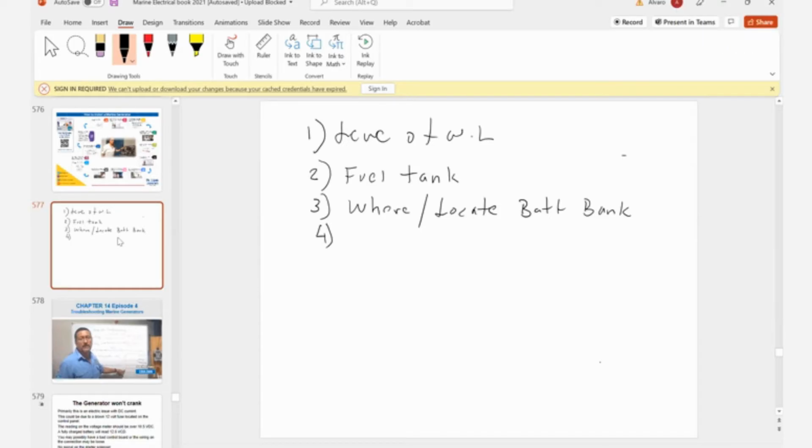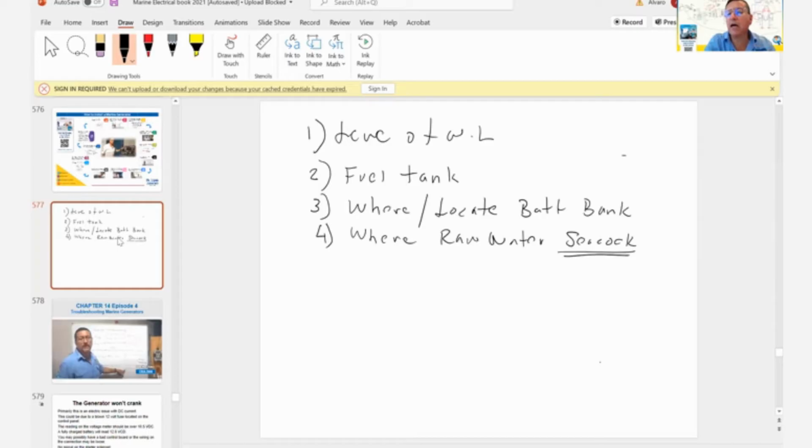Dry area. Excuse me? Raw water. Correct. Where will the raw water seacock be located? Okay, what is the recommendation? Is it a good idea to share the seacock with the seacock of the engine? No. Separate the seacock, as close as possible. Great.